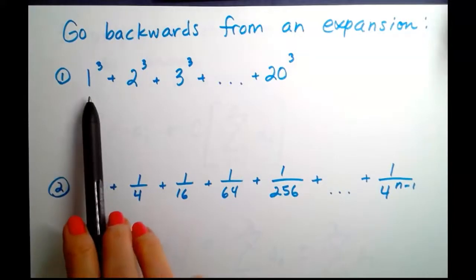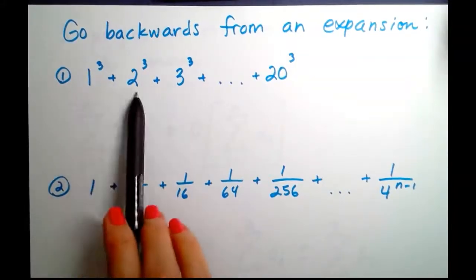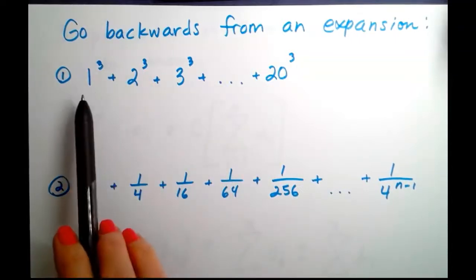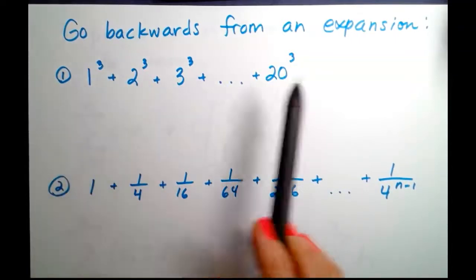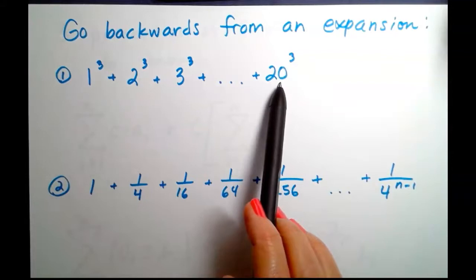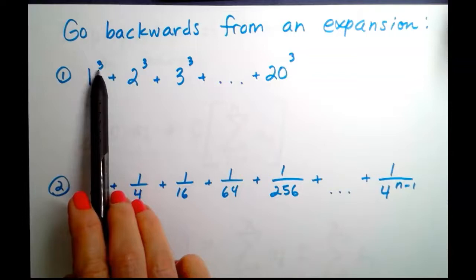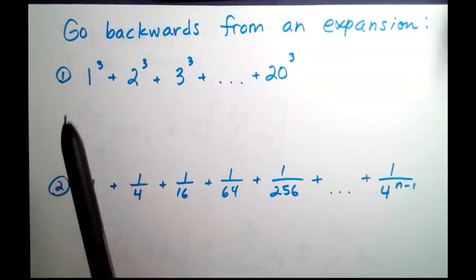So basically it appears that the base of our exponential is changing with each term. And it looks like our lower limit is 1, our upper limit is 20. Now what is not changing is our argument is getting raised to the third power as we continue through this expansion.